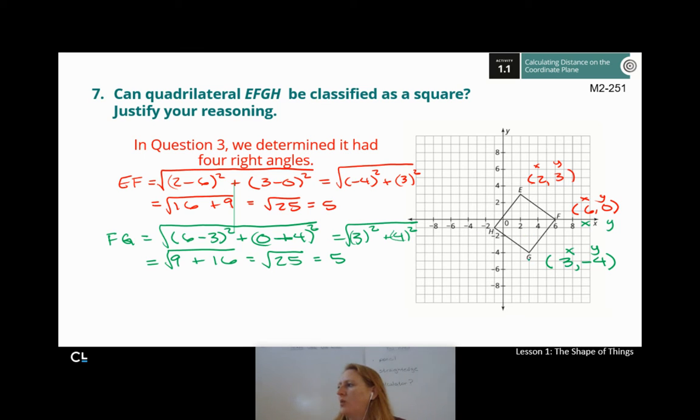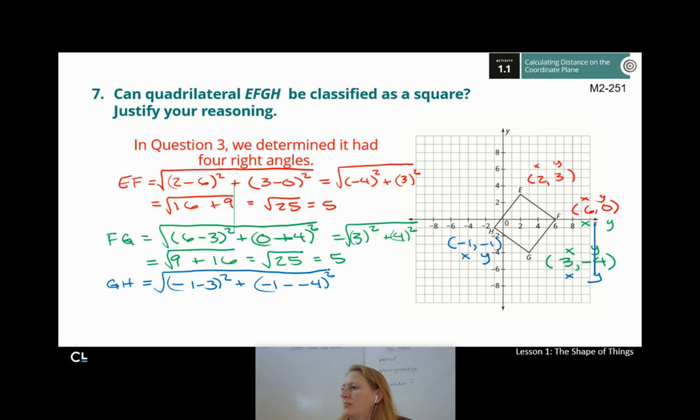Let's double check the other sides as well. GH, I'm going to grab another color here. So GH, I know the coordinates for G, again, X and Y. Coordinates for H, it looks like -1, -1. Okay. So let's do a little distance formula here for GH or HG, whichever way you want to think of it. So I'm going to subtract my X's, -1 minus 3 squared, plus subtract my Y's, -1 minus a -4 squared, big square root.